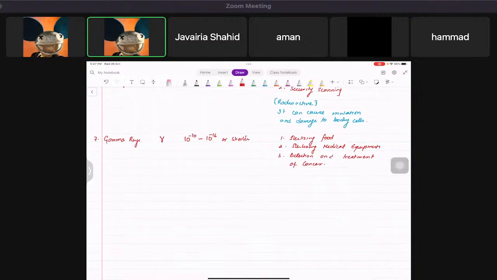But this is also radioactive, which basically means that it can cause mutation and damage to body cells. So that's also something bad about them.